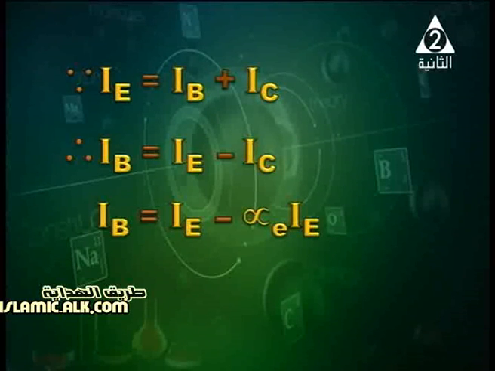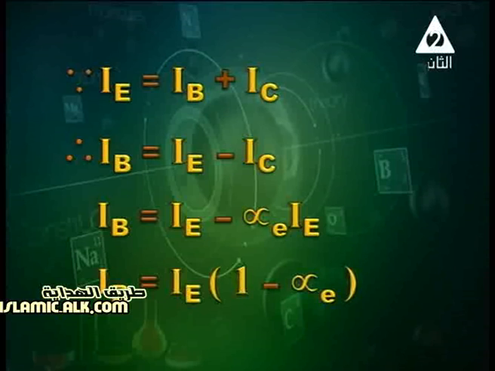Of course, I emitter will be taken as a common factor, so base current equals IE between two brackets 1 minus alpha E. So we managed to obtain the base current in terms of alpha E and current of the emitter.